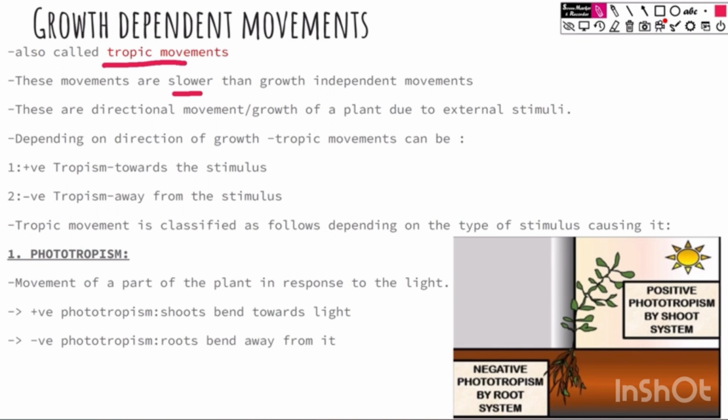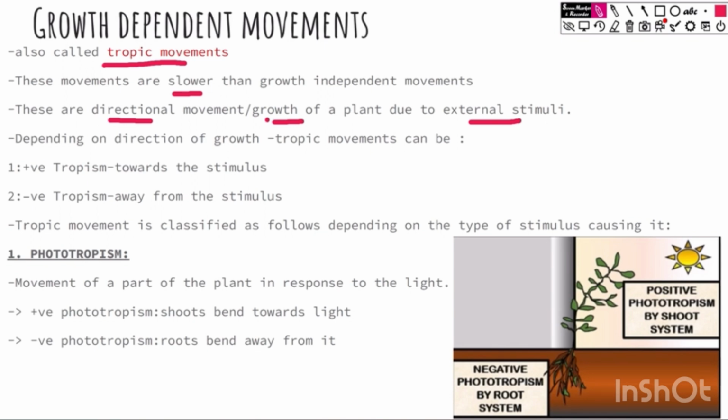So they are slower movements, and they are also called tropic movements. These are directional movements, and they are basically due to the growth of a plant and due to some external stimulus. What is this external stimulus? These movements are affected by some external stimulus as well, for example light, water, gravity, or chemicals. These are some things which stimulate such movements. Basically, the reason behind them is growth. The plant is growing, the movement is occurring, but the movements are also stimulated by some stimulus.